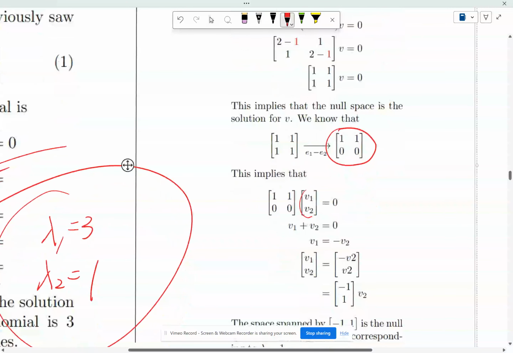This implies that v1, v2 times this is equal to 0. And therefore, v1 plus v2 is equal to 0, or v1 is equal to minus v2.